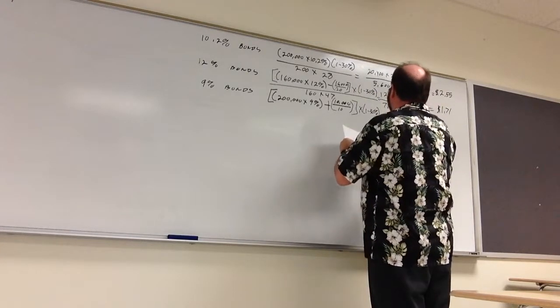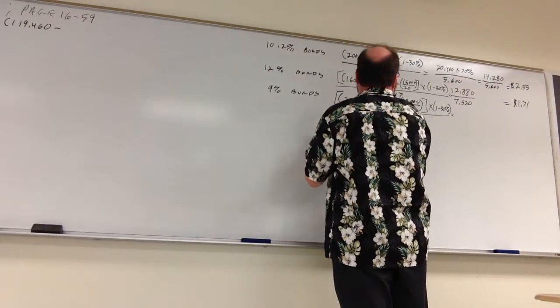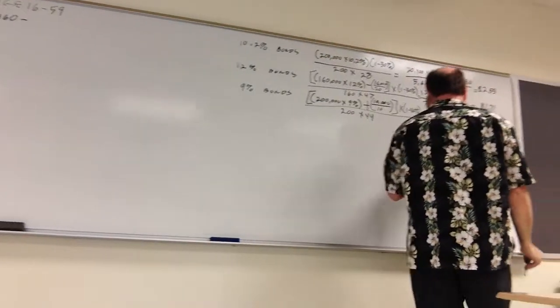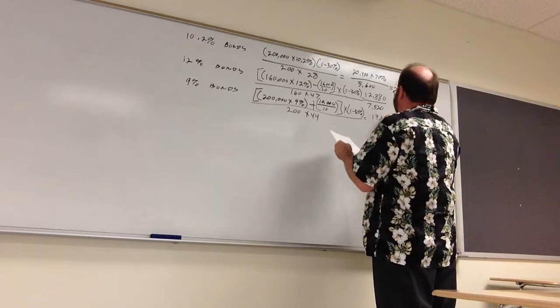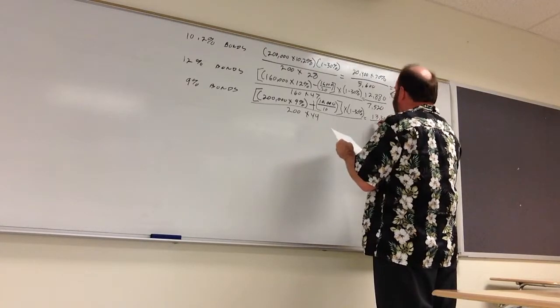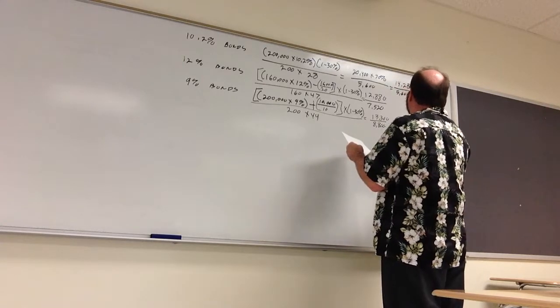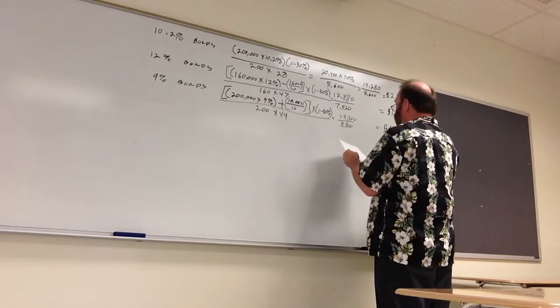That equals, and all of this, there are 200 of these bonds, and they're each convertible into 44 shares of common stock. That's 13,300 divided by 8,800, or an impact of 1.51.